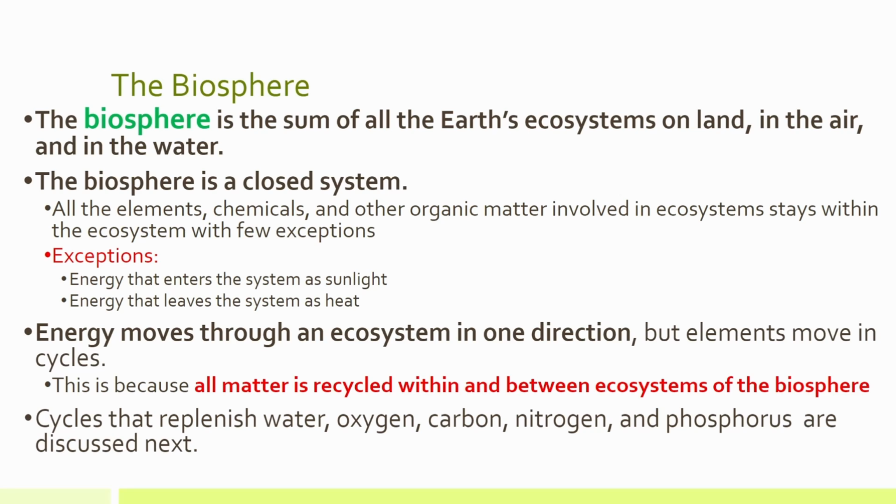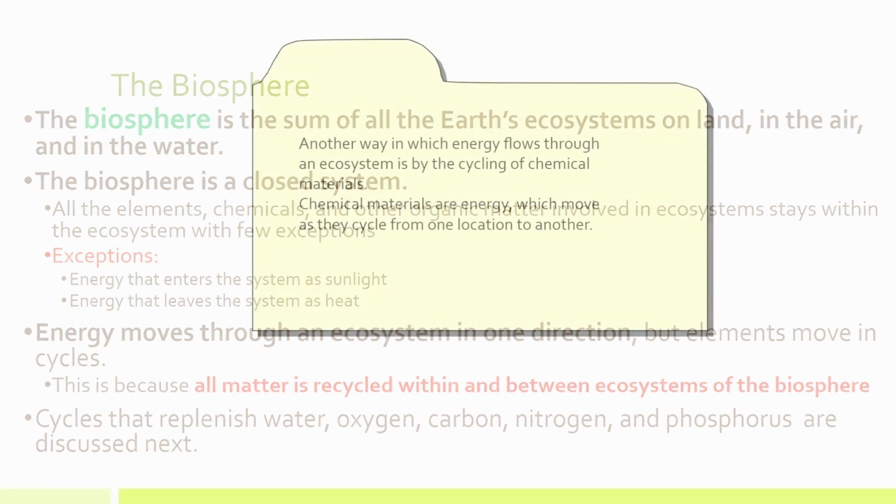So energy moves through an ecosystem in one direction, but things can escape or be incorporated like sunlight or something being lost like heat. But elements generally move in cycles, and this is because all matter is recycled within and between ecosystems of the biosphere. So we're going to look at cycles that replenish water, oxygen, carbon, nitrogen, and also phosphorus. So we're going to look at those next.